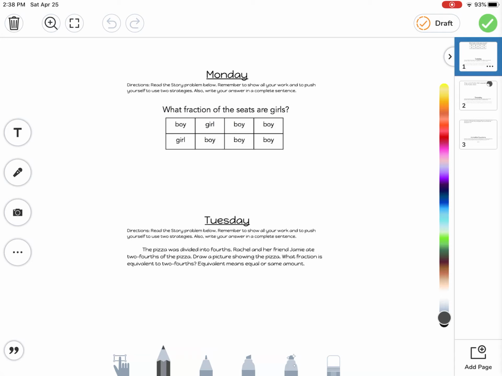Hey guys, let's go ahead and talk about week 4 of our distance learning story problems. So Monday it says, what fraction of the seats are girls?